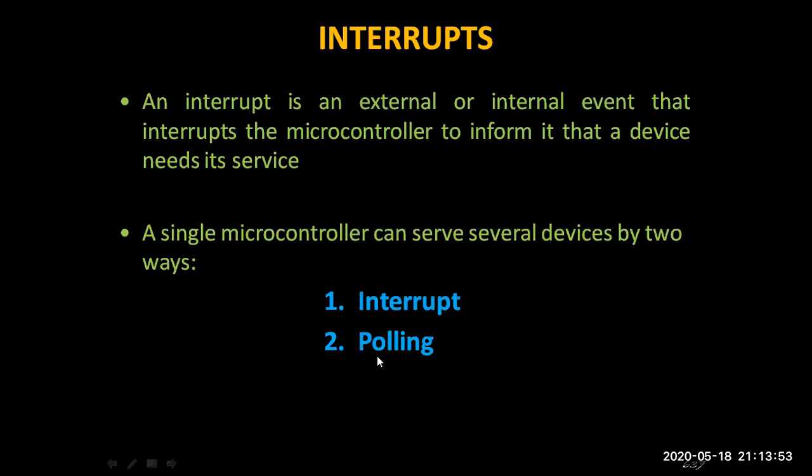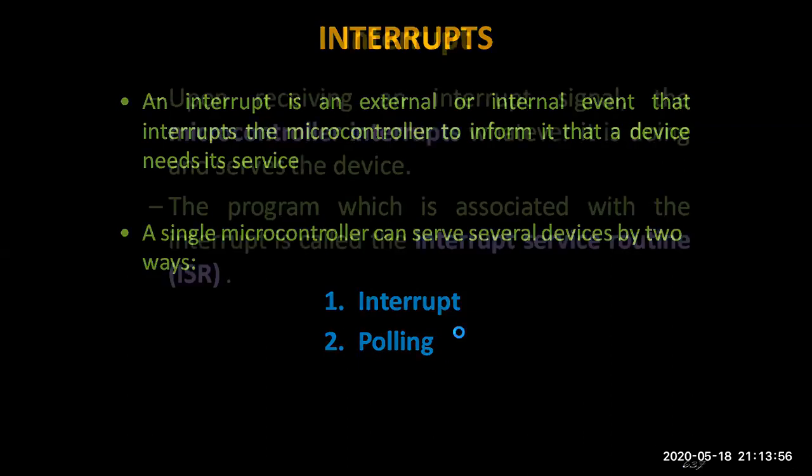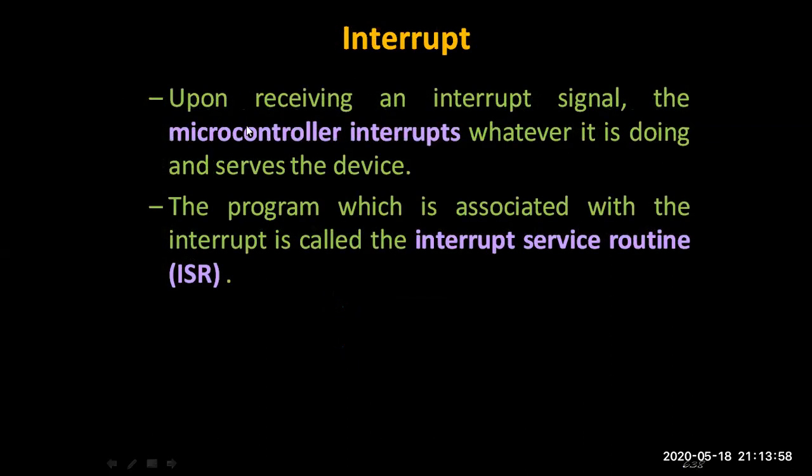One is the interrupt method and the next one is the polling method. Interrupt method means upon receiving an interrupt signal, the microcontroller interrupts whatever it is doing and services the device. So whatever the microcontroller may be doing, it will suspend its operation and service that device. The program associated with that interrupt, we call an interrupt service routine, ISR.